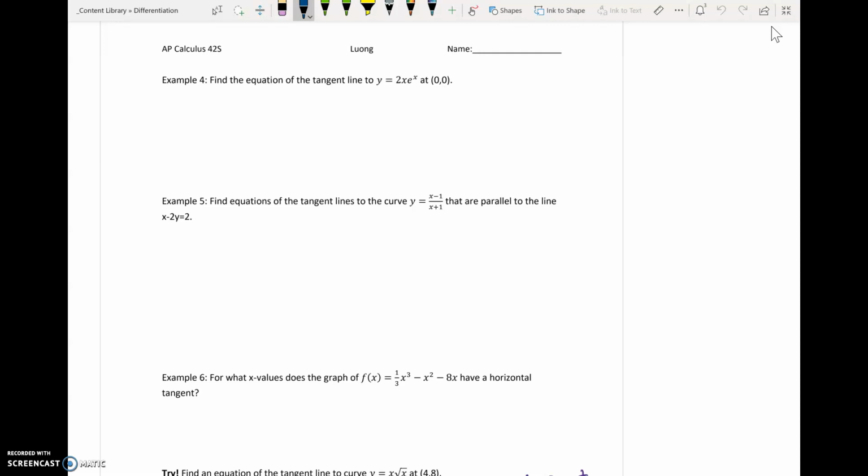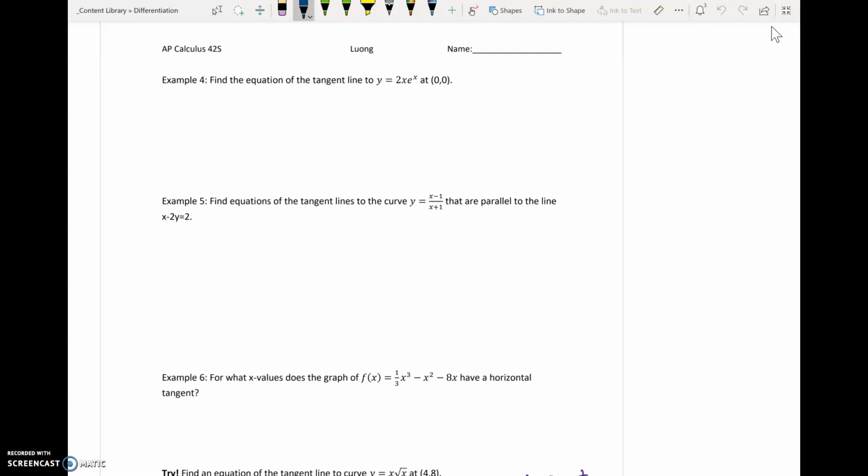Before, we just had to use the definition of the derivative by using the limit definition. But instead of using the limit definition now, we can use those properties we've learned in the other video to find what the slope would be at that specific point or at a specific slope. So let's look at example 4.